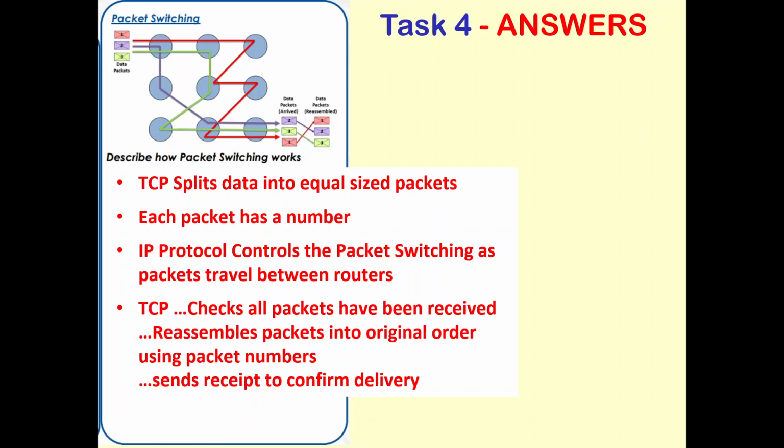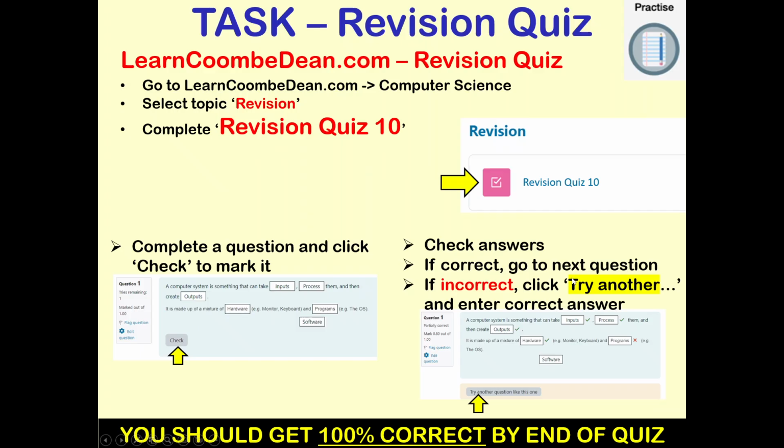Final bit. Okay, final task for today then. Sheet should now be finished, all revision done. Go to LearnCompDean as always. You are doing revision quiz 12 on LearnCompDean. As always, click check for each question. If you've got it right, great. If not, try another one. You are aiming for 100% by the end of the quiz. Do that now, please, and I will see you in lesson.